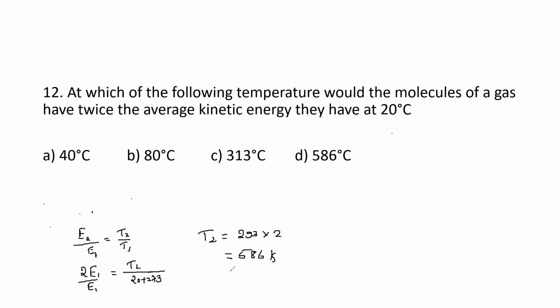Our options are given in terms of degree Celsius. Therefore, in terms of degree Celsius, minus 273. That is nothing but 313 degrees Celsius. It means at 313 degrees Celsius, the kinetic energy of the molecule becomes twice whatever the value it had at 20 degrees Celsius. So option C is the correct option.